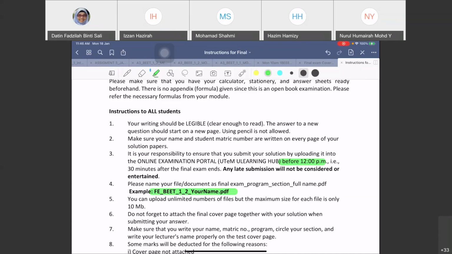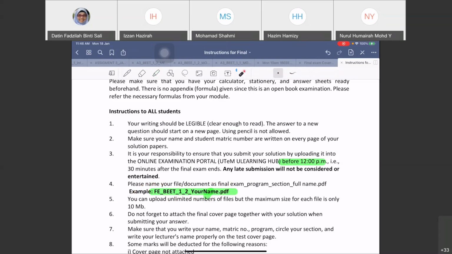So make sure this time for the final exam you follow. FE means final exam, followed by your program, then your section, and then your name. And it has to be in PDF, of course, not in a Word document or whatever. It has to be in PDF. So again, for the last time, I hope that this time everybody follows this correctly.